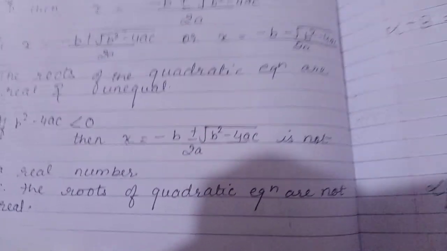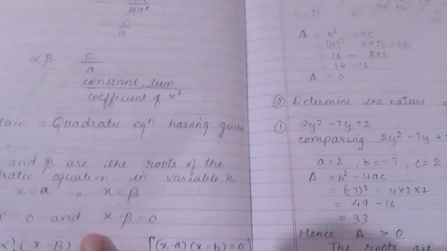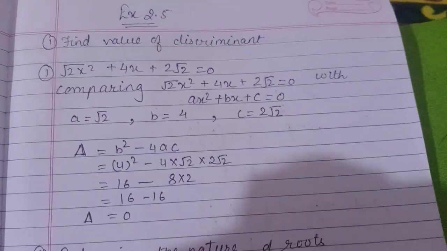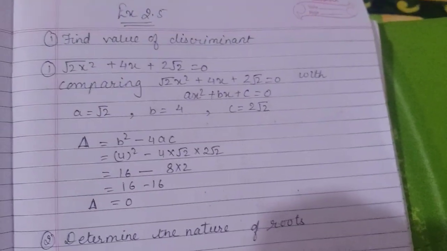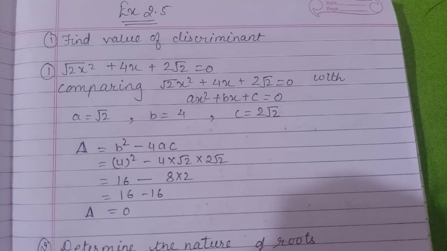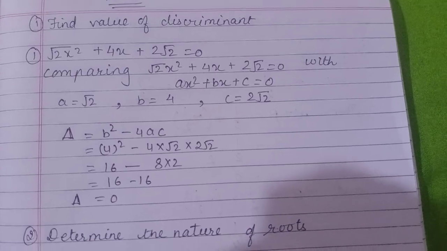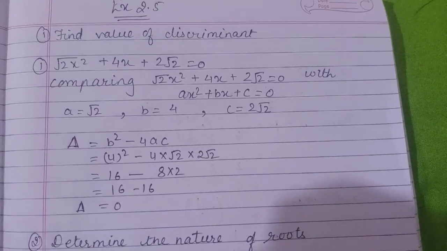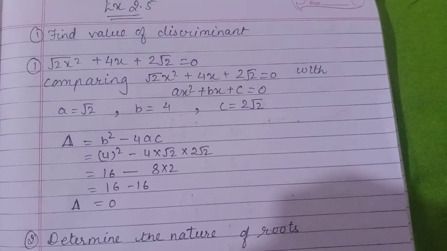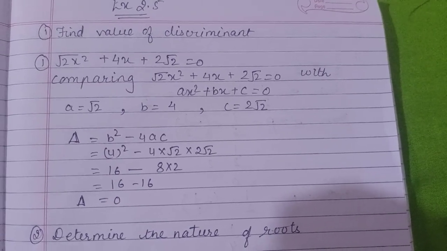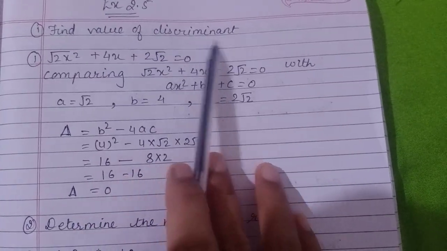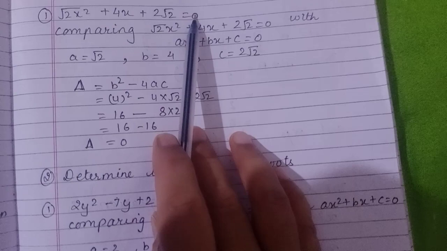So these are the basic things which we have to keep in mind while solving exercise 2.5. Now in exercise 2.5, there are certain things we have to keep in mind, as I have said: what is the value of alpha plus beta, what is the value of alpha into beta, how we have to find the discriminant, etc. So let's see the first question. Find the value of the discriminant.